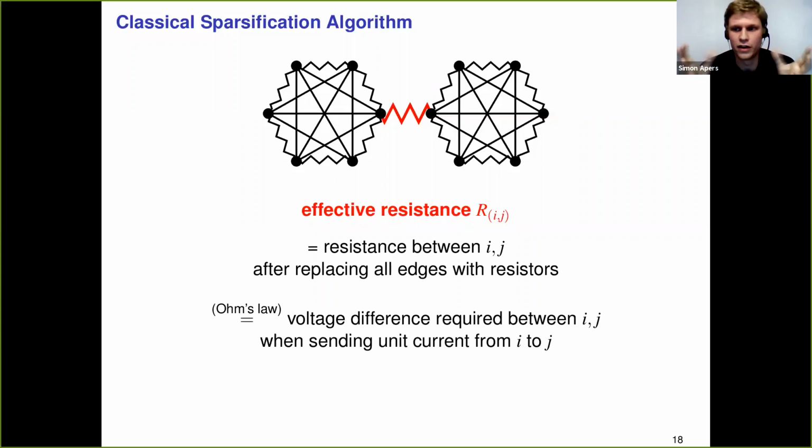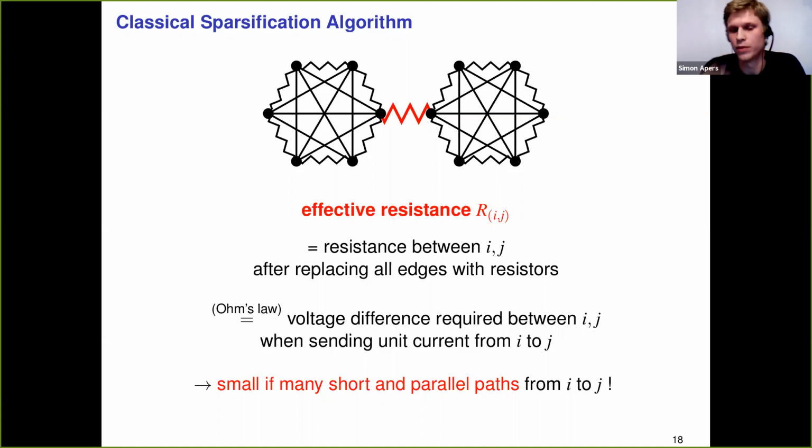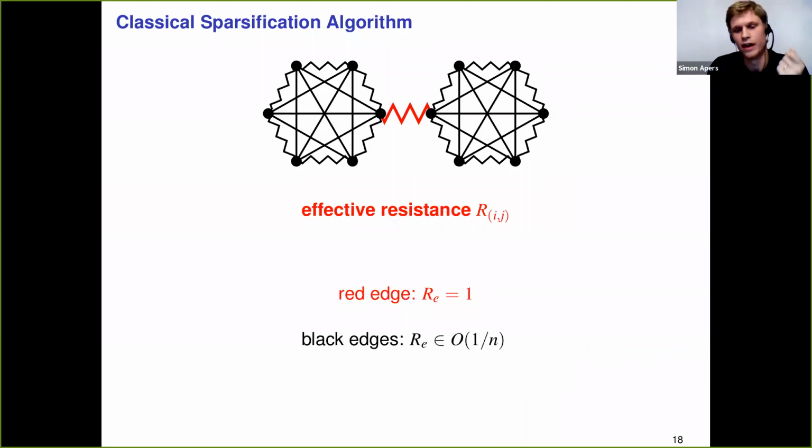So if i and j are in some sense badly connected, then we're going to have to put a lot more voltage to make a unit current flow from i to j, right? So the following rule of thumb applies. If there are many short and parallel paths from i to j, so basically many short and disjoint paths from i to j, then the effective resistance will be small. And you kind of understand that because this edge will be less important if there are many parallel paths in some sense. So in this example, the red edge would have effective resistance equal to 1, whereas the black edges would have effective resistance scaling as 1/n, right?